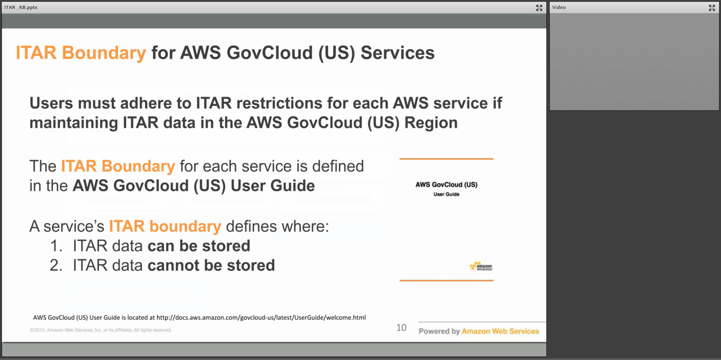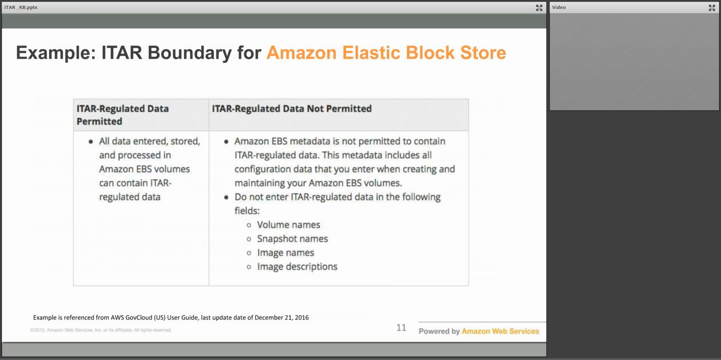This includes customers' responsibility for adhering to the ITAR restrictions for each service if storing and or processing ITAR data in the GovCloud region. Each service available in GovCloud has an ITAR boundary, which defines the ITAR restrictions applicable to the service. A service's ITAR boundary defines where ITAR data can be stored and where ITAR data cannot be stored within the service. The ITAR boundary for each service is available in the GovCloud User's Guide, available online.